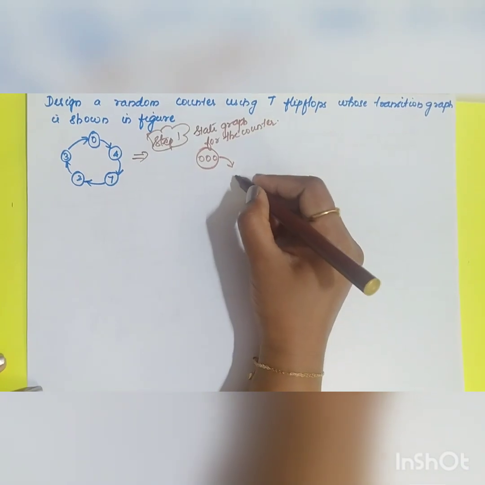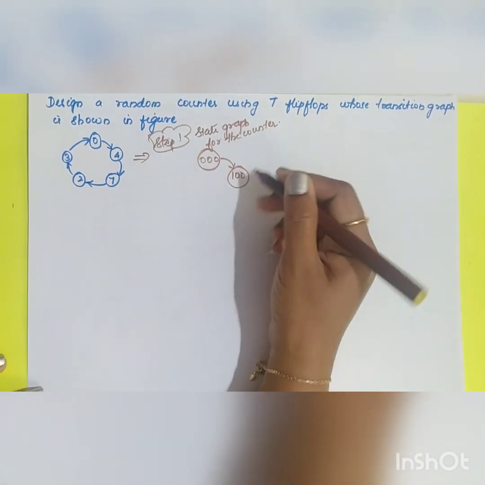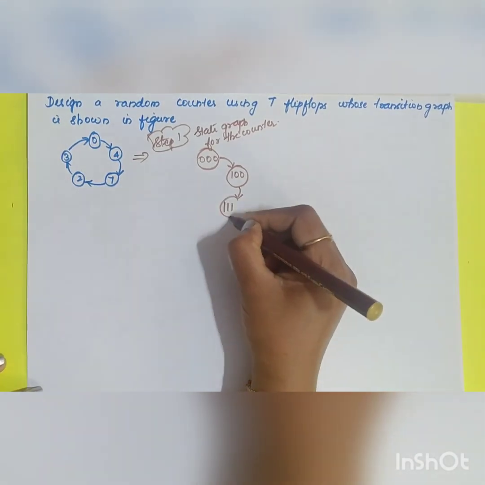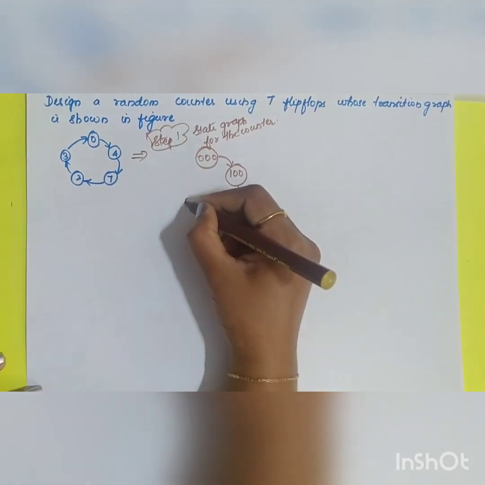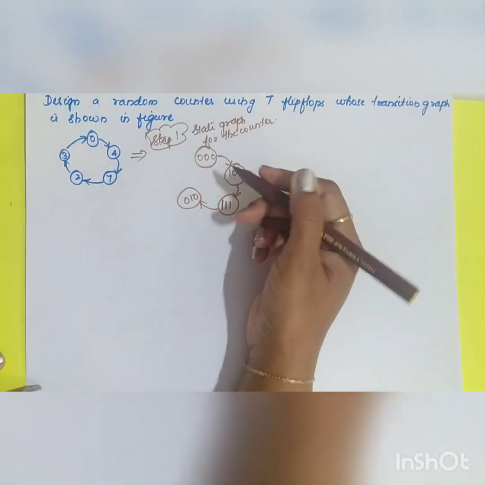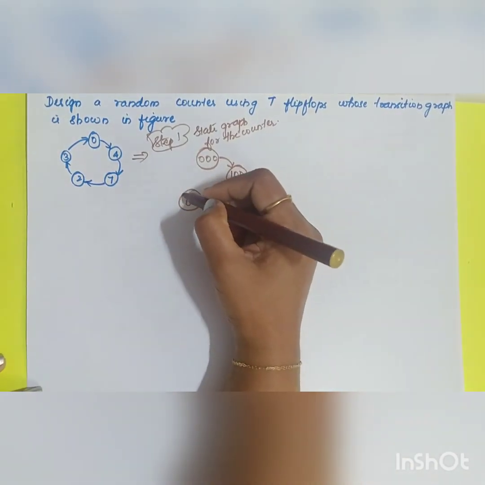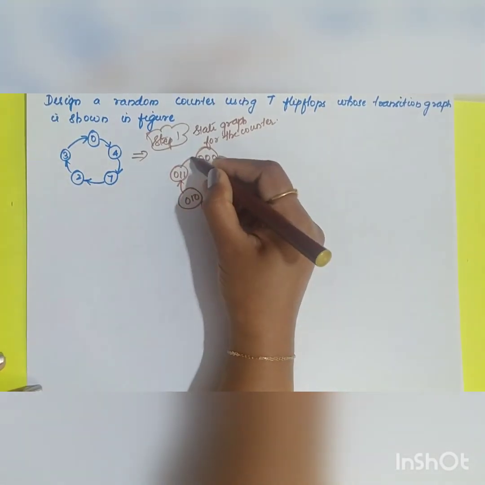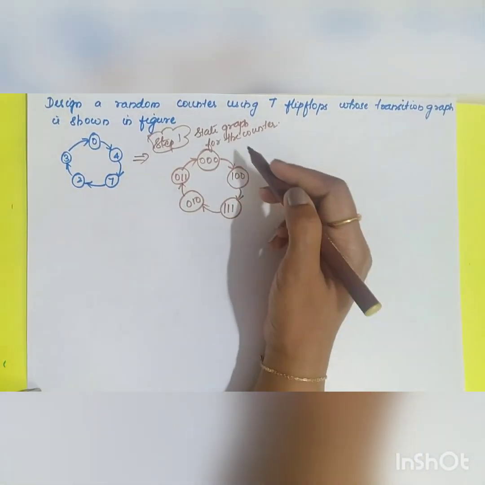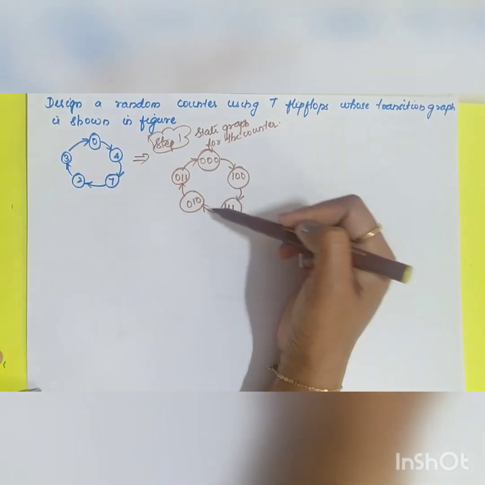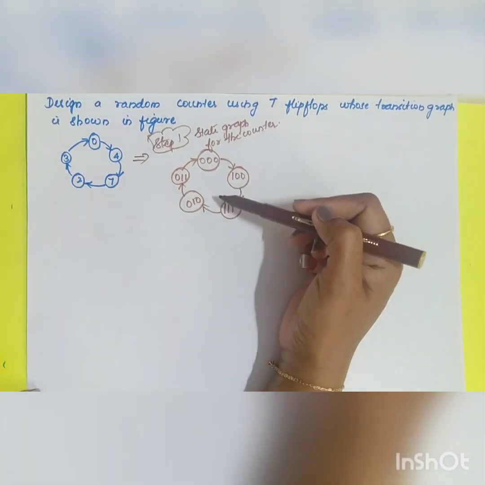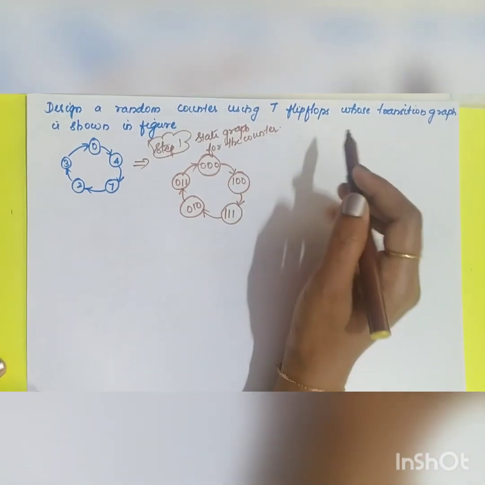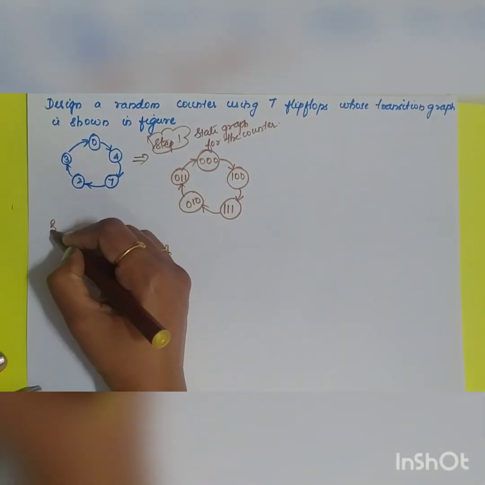4, what is the 4 equivalent? 1, 0, 0. What is the equivalent of your 7? 1, 1, 1, right? From 7 to 2, that is 0, 1, 0, right? Then from 2 to 3, so 0, 1, 1. So I have replaced these decimal numbers by equivalent 3-bit numbers. The second step is step 2.